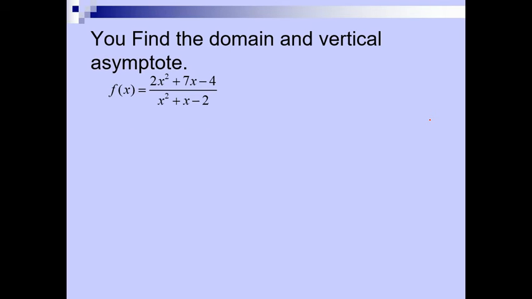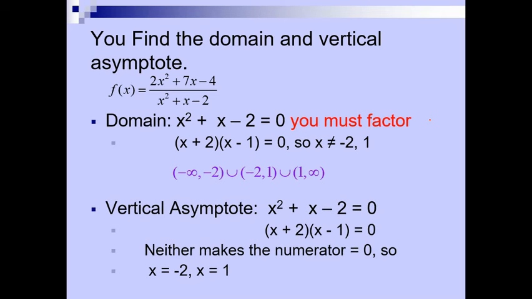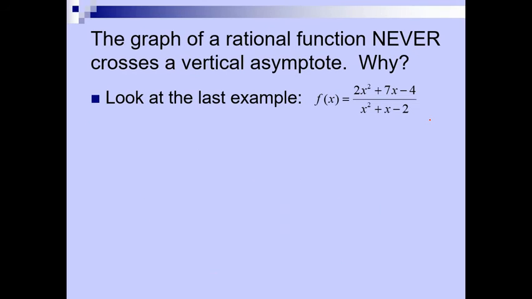So for here, we have to factor our denominator. What are going to be our factors? Notice that you would set those equal to 0, and you would find that x cannot be -2 or 1. So we have vertical asymptotes at -2 and 1. When you factor your denominators, that gives you your domain as well as your vertical asymptotes.